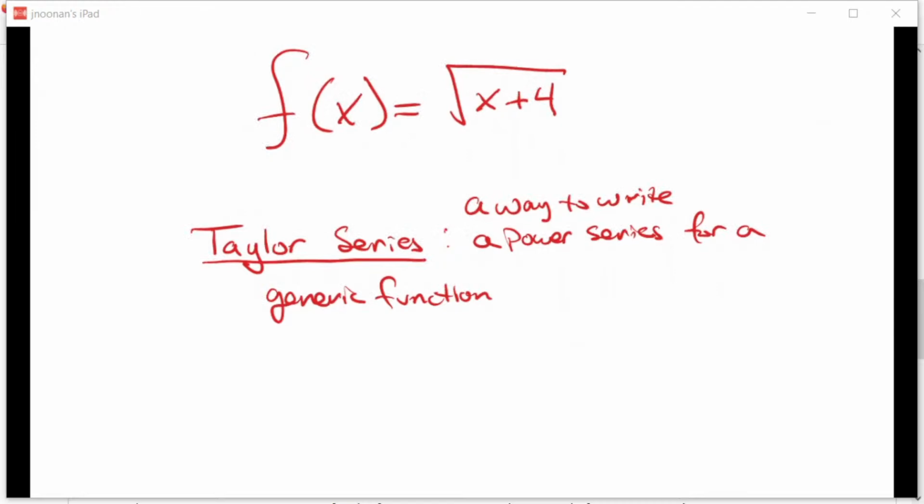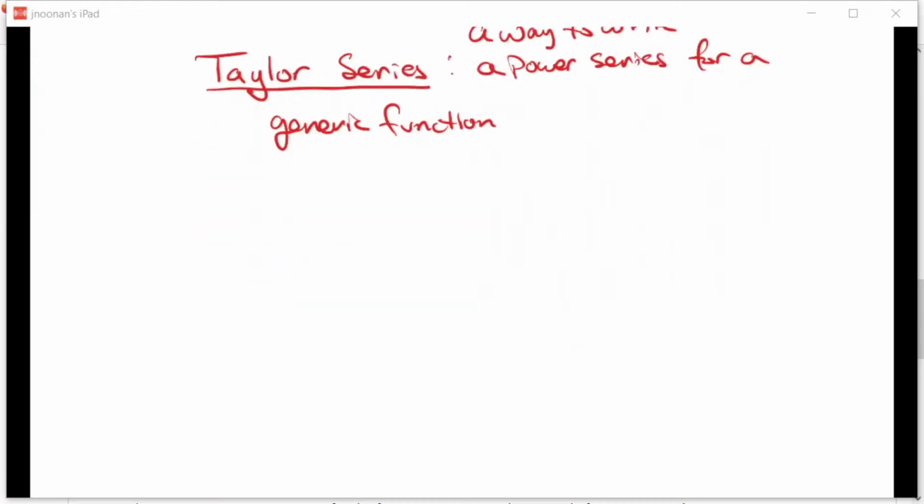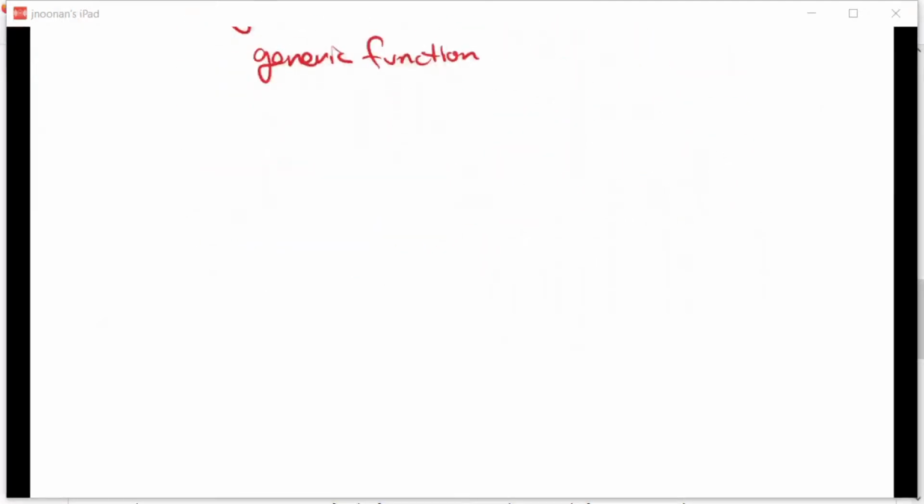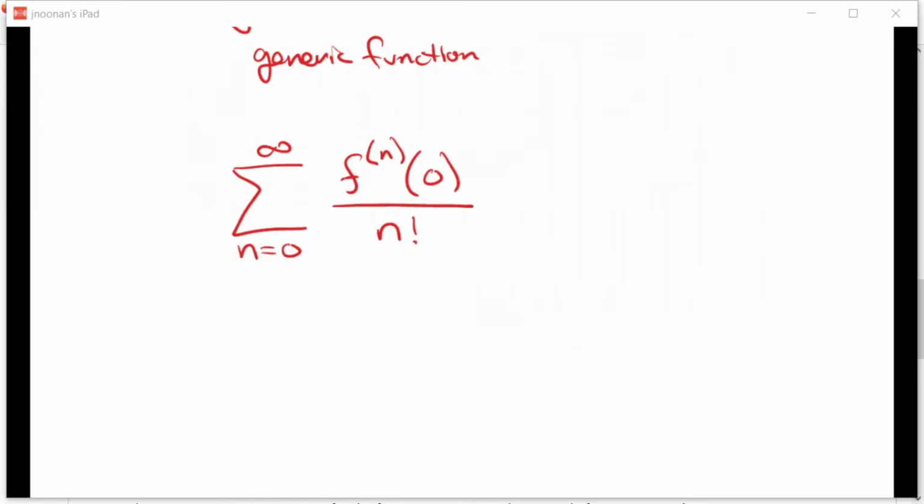So let's see, how do we want to do this? Do you want to just see the formula or do you want to see the why? Both. Let's do the formula first. So the formula is this, and this is going to look pretty ugly, but don't fret. It will make sense maybe. So the sum where n goes from 0 to infinity of f^(n) of 0 over n factorial times x to the n.